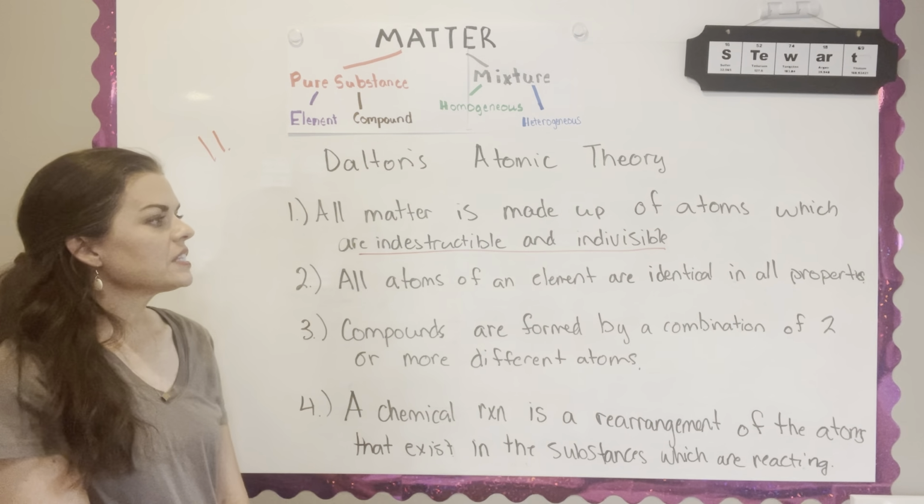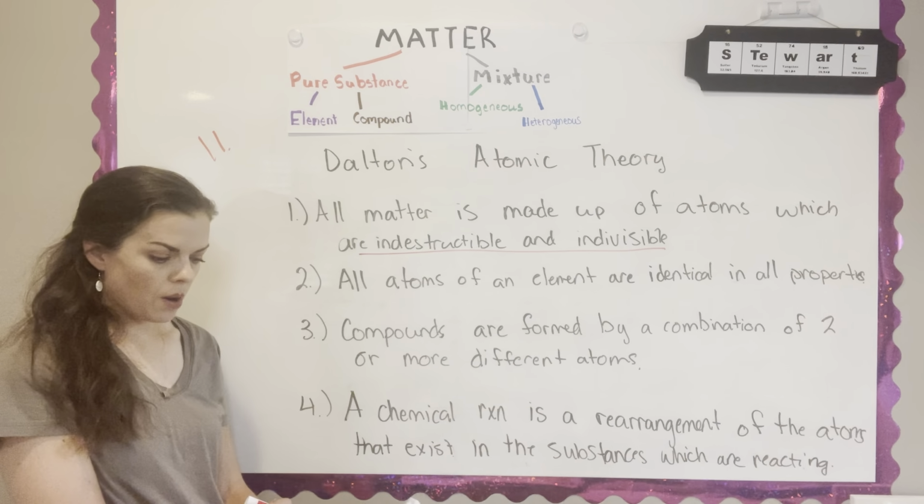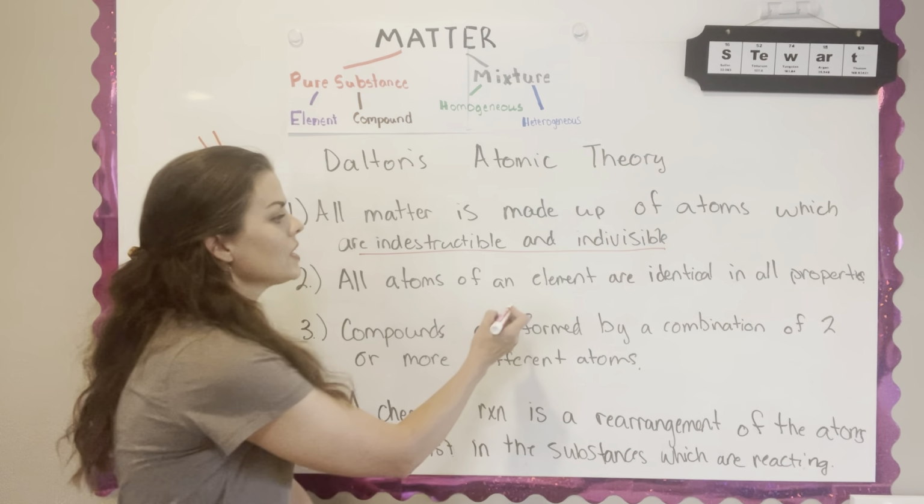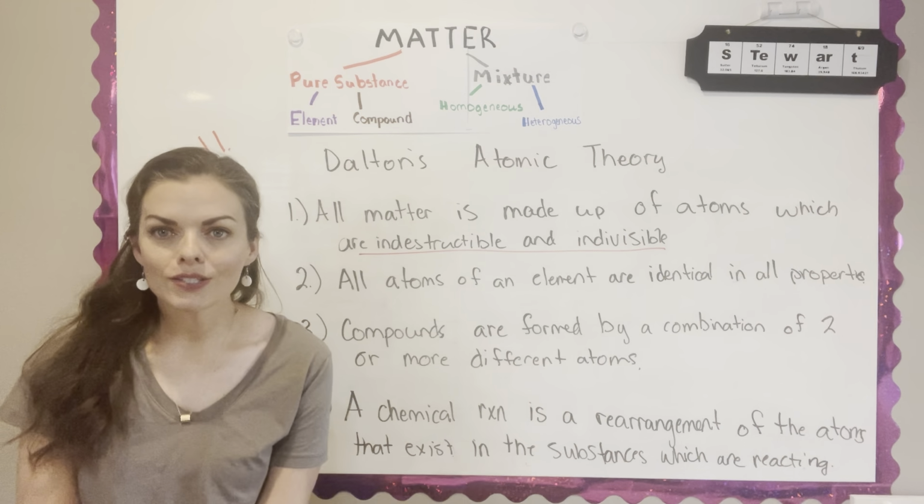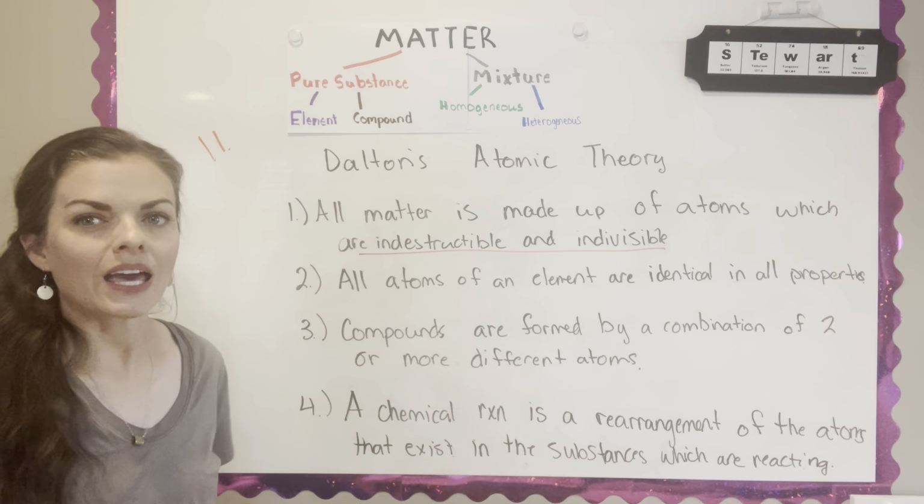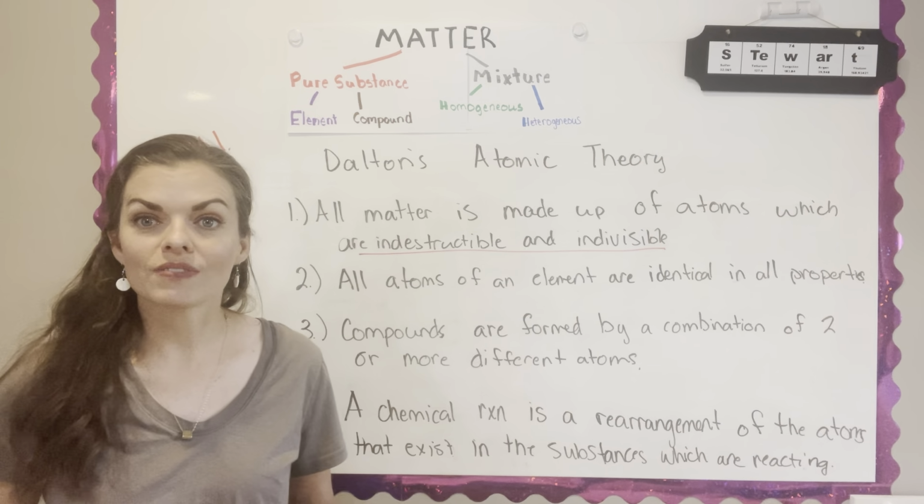Number 2 is that atoms of an element all are identical in all their properties. And we've learned that that isn't true because atoms of an element can actually have something called an isotope where it has more neutrons in it. And by making that atom fat or heavy, by adding a lot of neutrons, we actually can change some of the properties of the atom.